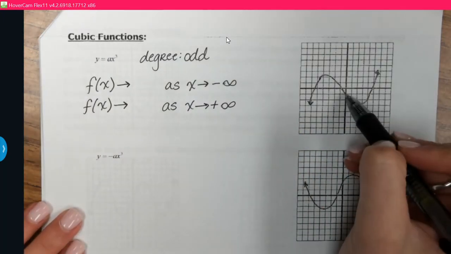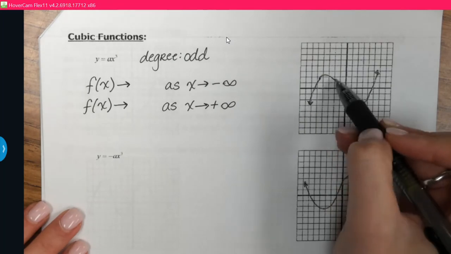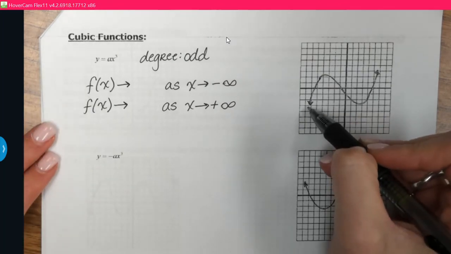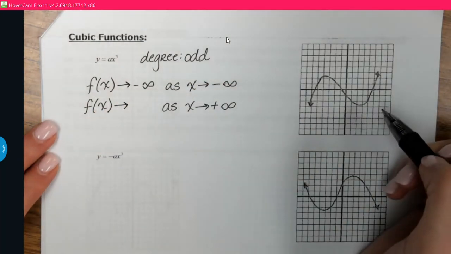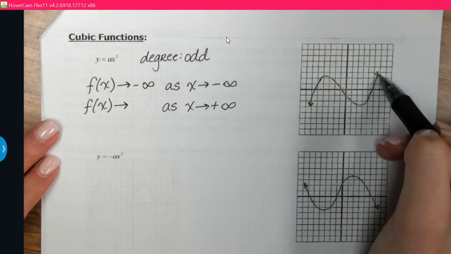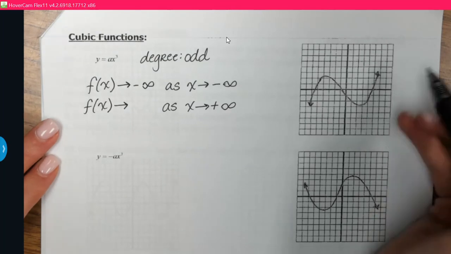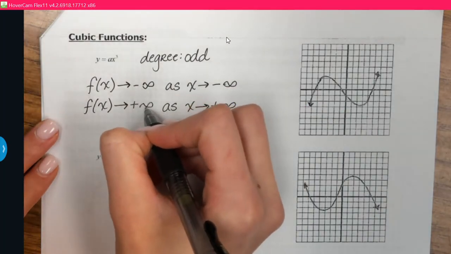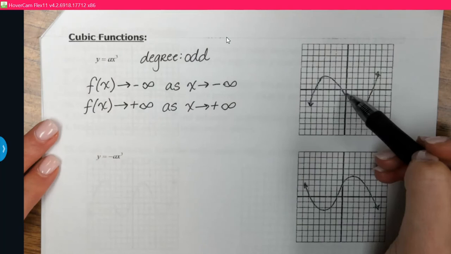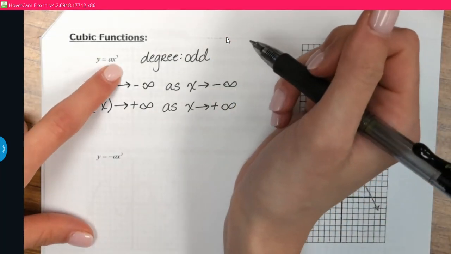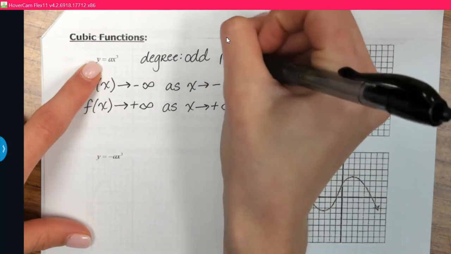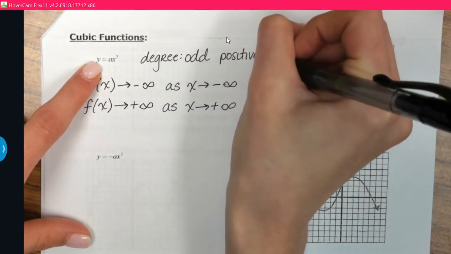Okay? Well, if I'm looking to the left, what happens? I'm going down, so I'm going to negative infinity. When I go to the right, it goes up, it goes to positive infinity. So for an odd degree, this is cubic, so it's odd, and it's a positive leading coefficient.